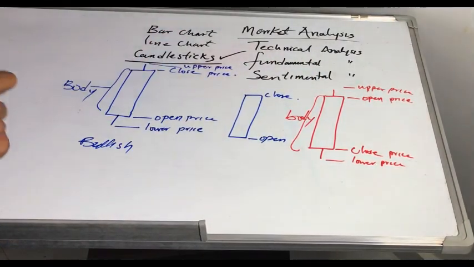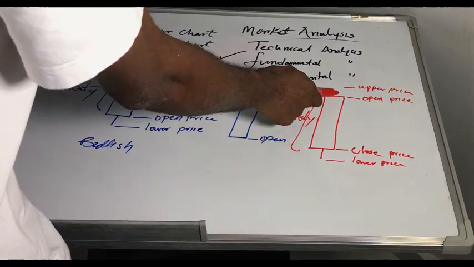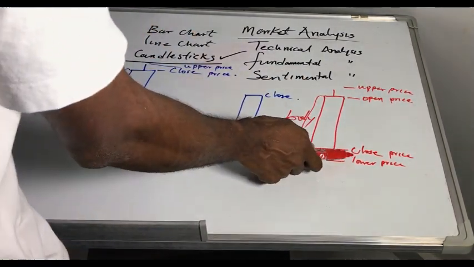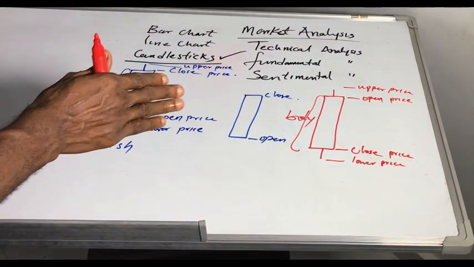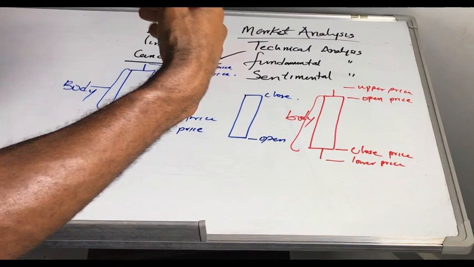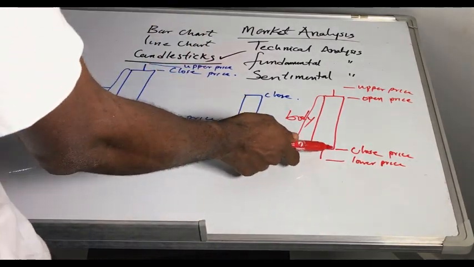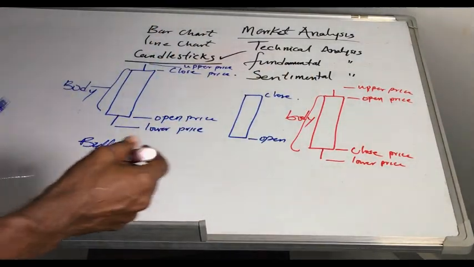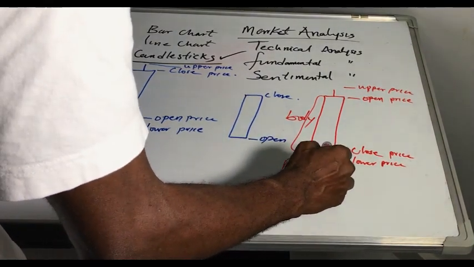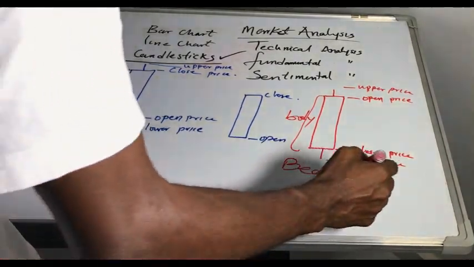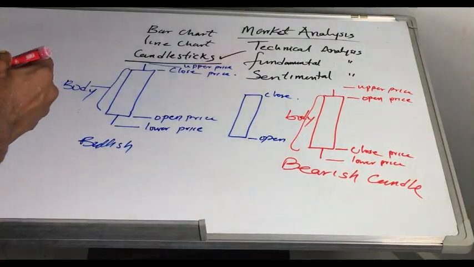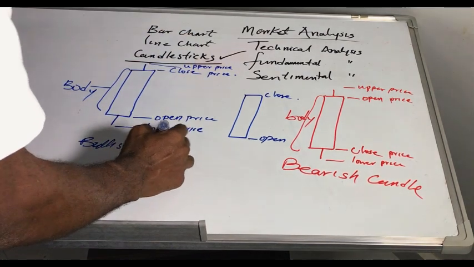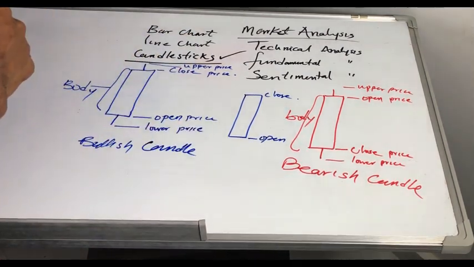So a candle is said to be a bearish candle when the closing price is lower than the opening price. Usually the color is not what matters, but the opening price and the closing price relative to each other. So when the closing price is lower than the open price, it's said to be a bearish candle. And then we have the bullish candle here. So that's how the candles are being formed.